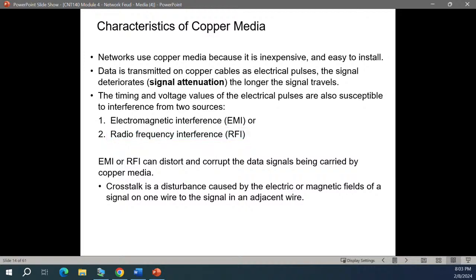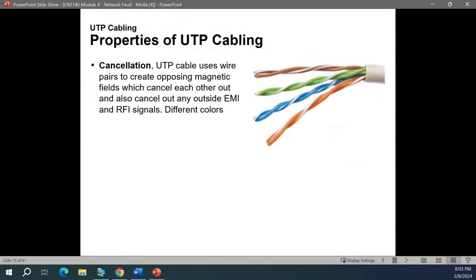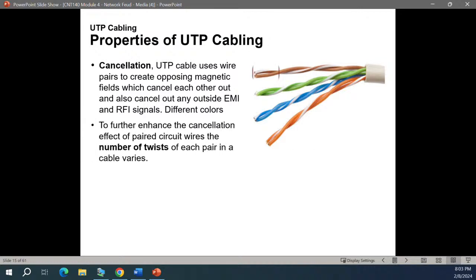There's always a question about EMI and RFI. Chase, did you have a question about EMI and RFI on your CCNA? Oh, maybe not. That's good. So here's that twisting, right? The cable uses wire pairs to create opposing magnetic fields, which cancel each other out. And then we'll see that the twists are different sizes.